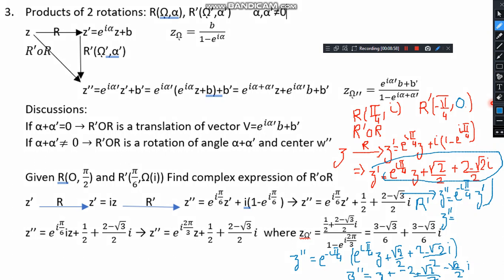So here we have, in that case, if alpha plus alpha prime is 0, it is not anymore a rotation, R prime rho R is a translation. However, if it is not 0, we have a rotation of angle alpha plus alpha prime and center to be determined.